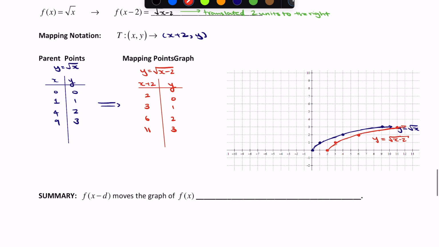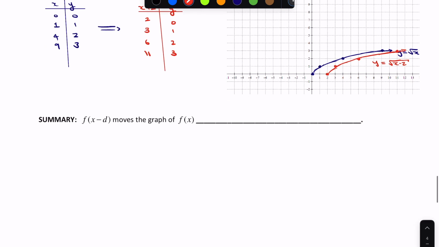And so here in summary, f of x minus d moves the graph of f of x, again, left or right, whatever the d value is, so d units.